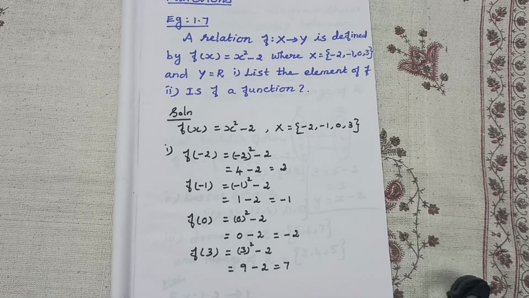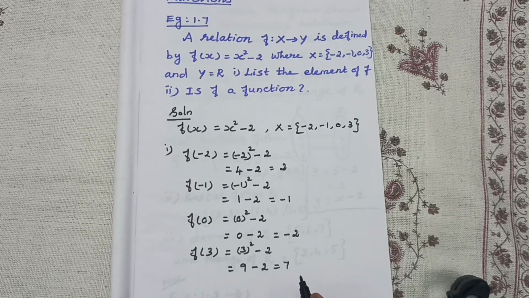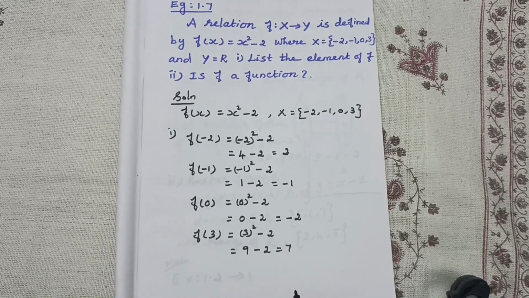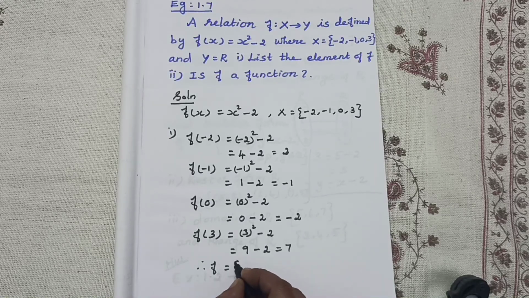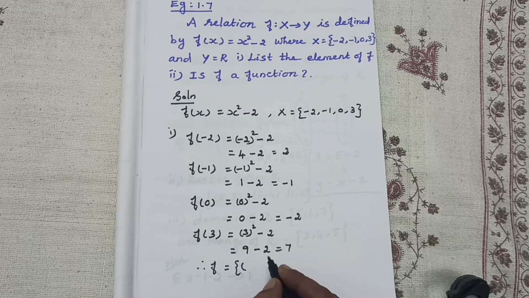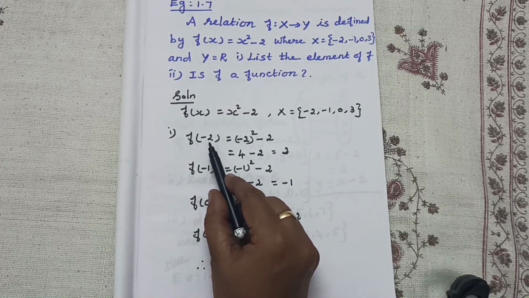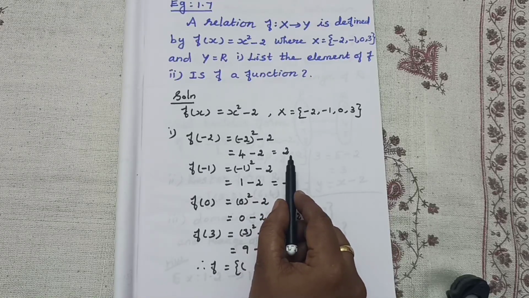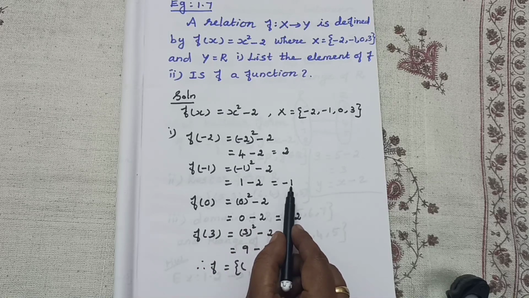Then shall we write the elements of f? Our first question is, list the elements of f. Therefore f is equal to the set of, what are the elements? For x value minus 2, f of x is 2. For x equal to minus 1, f of x is minus 1.